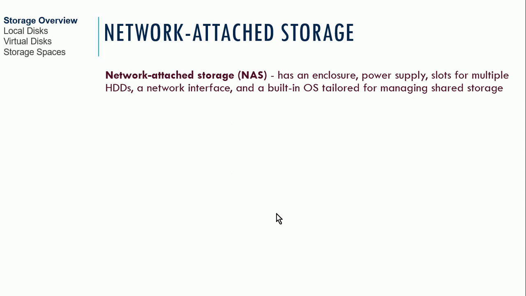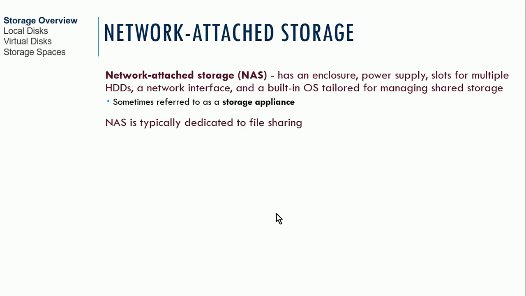So a Network Attached Storage device basically has an enclosure, a power supply, multiple drives, a network interface, and, this is the important part, it has an operating system for managing shared storage. So it has some kind of operating system that manages the file system within that device, and it's allowing other systems to access that storage through that operating system. But that operating system ultimately is managing that file system. Sometimes you'll hear this referred to as a storage appliance.